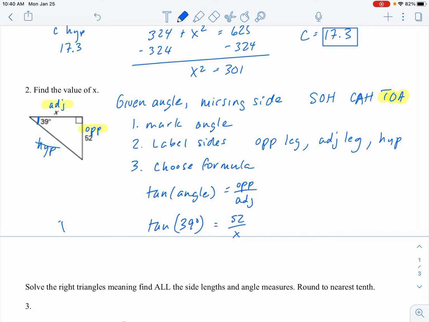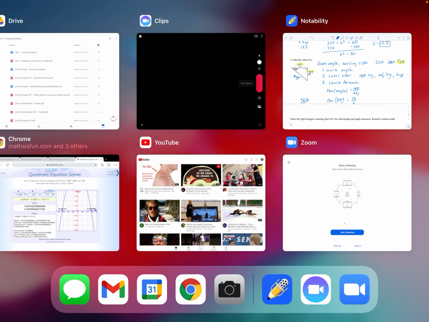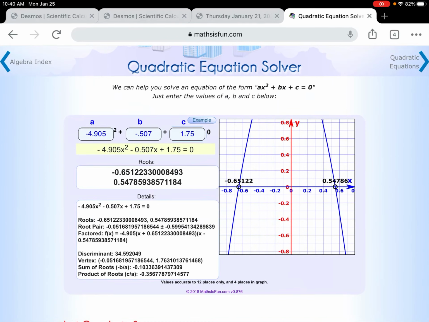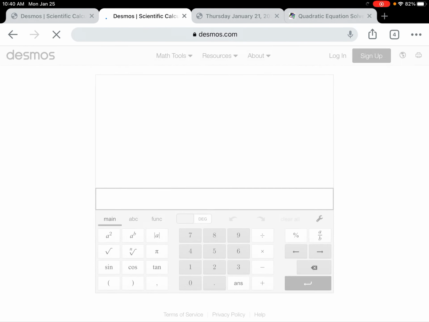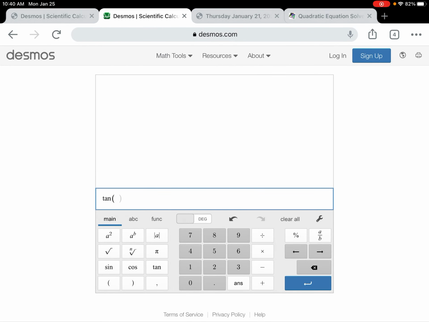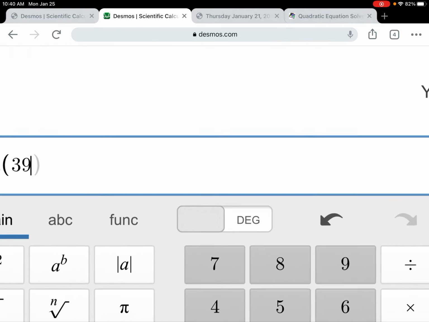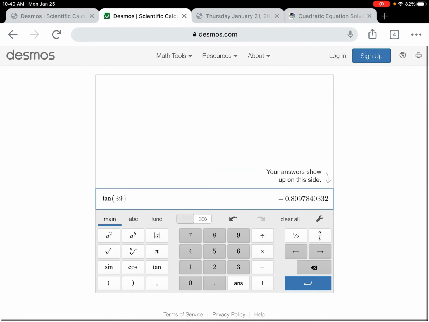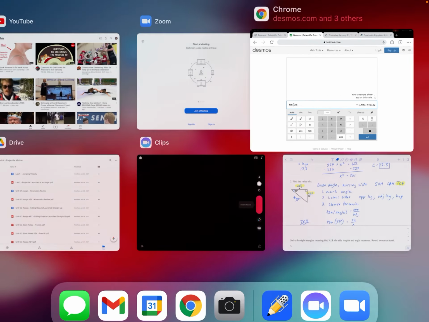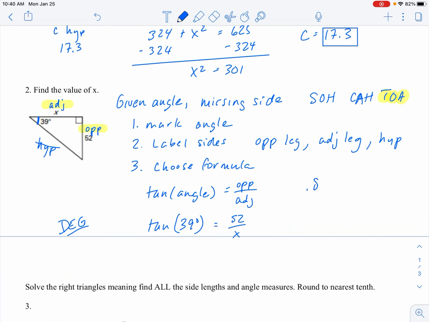Now I need a calculator. I'm going to make sure that my calculator is in degrees mode. And I'm going to type in the tangent of 39. I'll actually switch over to Desmos. So I would type in the tangent of 39. And notice here that I am in degree mode. That DEG means I'm measuring in degrees. So 0.8097, I'll round it to 0.81. So I have 0.81 equals 52 over x.